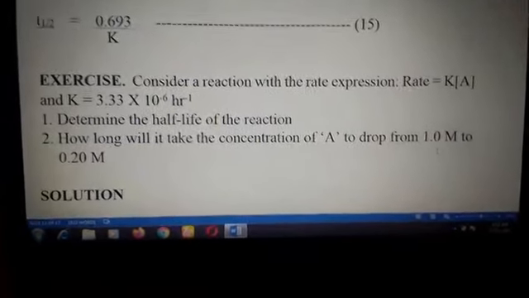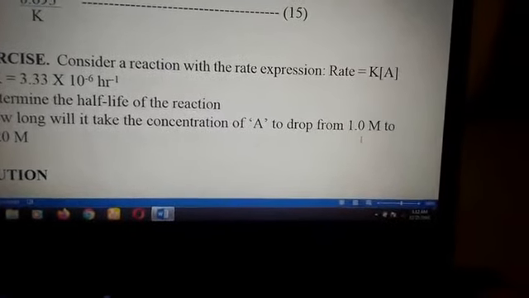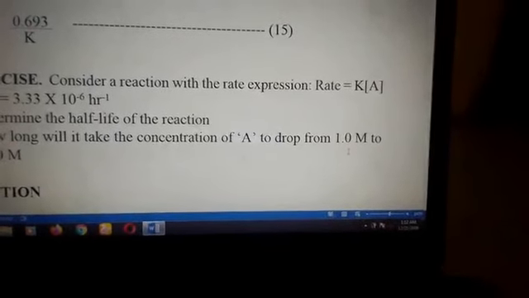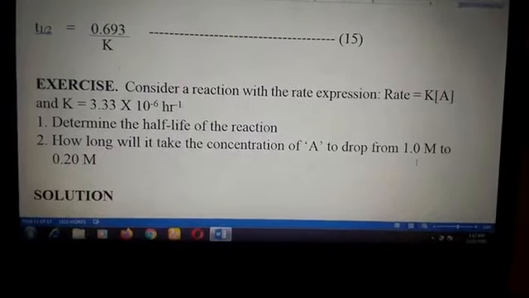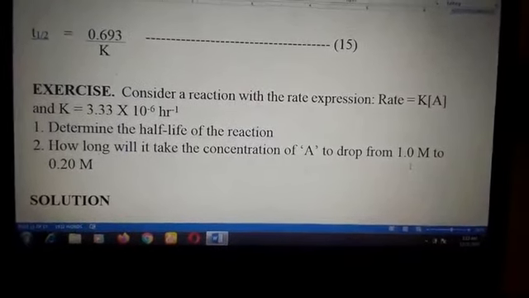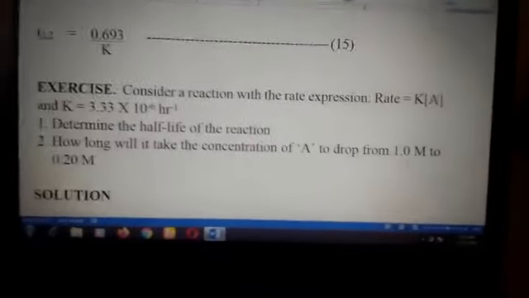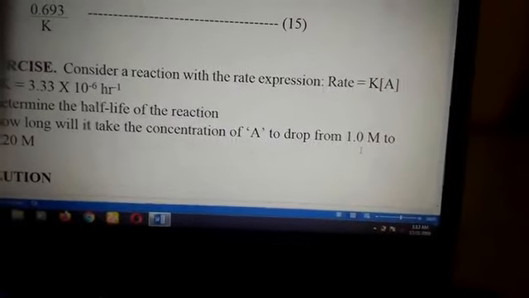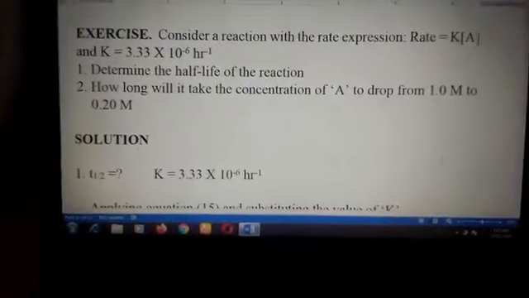We will now look at that exercise. It says, consider a reaction with the rate expression R equals k multiplied by A, big A in square brackets, and k is equal to 3.33, you know that k is the rate constant, times 10 power minus 6 per hour. Number 1 says, determine the half-life of the reaction. Number 2 says, how long will it take the concentration of A to drop from 1.0 molar to 0.20 molar?